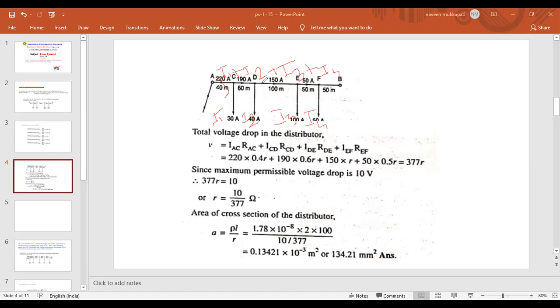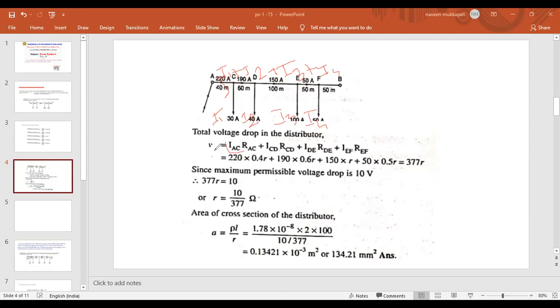And next we calculate the current at C to D, that is I2 plus I3 plus I4. Next, we calculate the currents at D to E, that is I3 plus I4. Next, we calculate the current at E to F, that is I4. Okay, after calculating the currents, that is IAC value, ICD value, IDE and IEF.